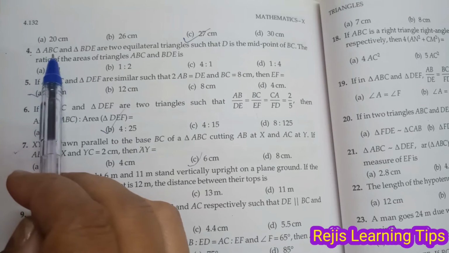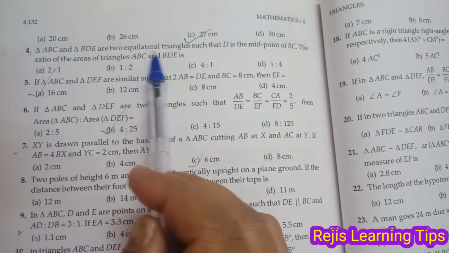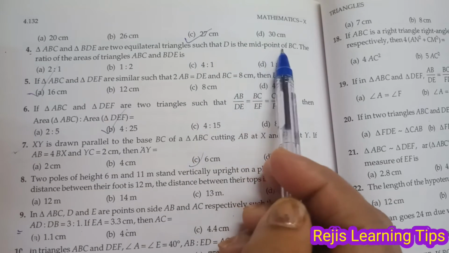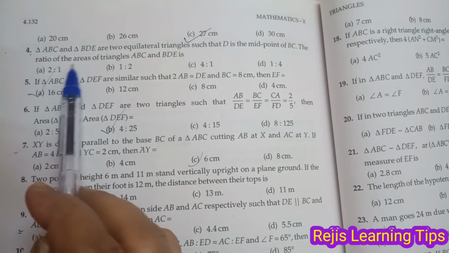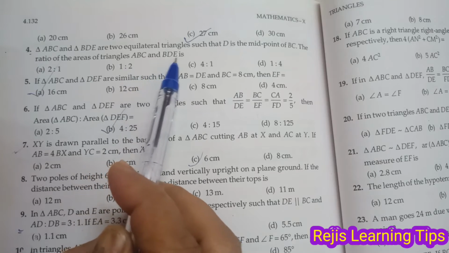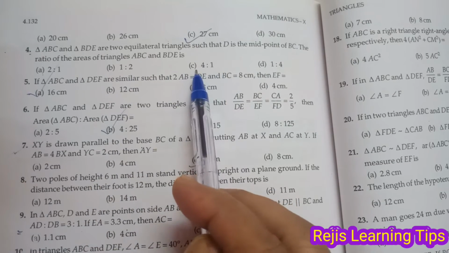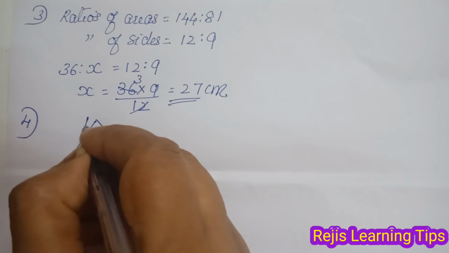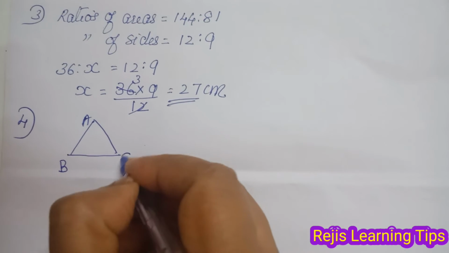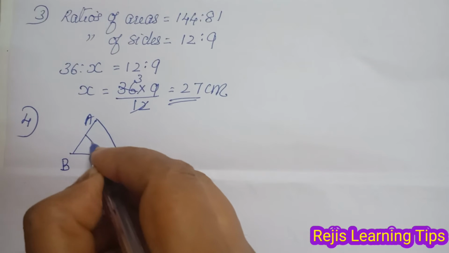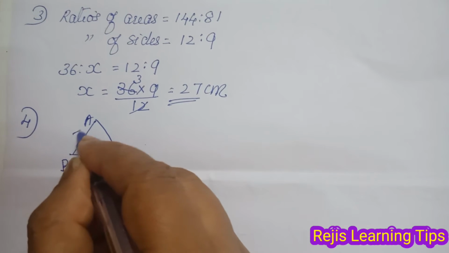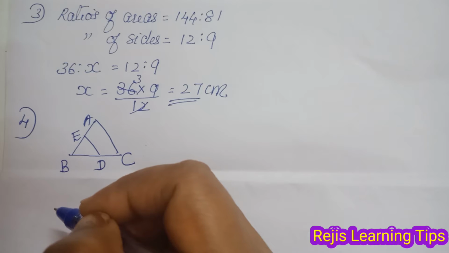Then fourth question: triangle ABC and triangle BDE are two equilateral triangles such that D is the midpoint of BC. The ratio of the areas of triangles ABC and BDE is option A 2:1, option B 1:2, option C 4:1, option D 1:4. This is triangle ABC. This point is D and here this is BDE.